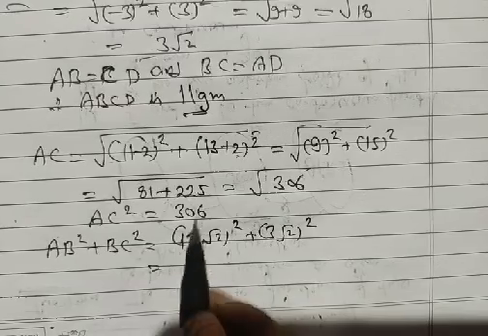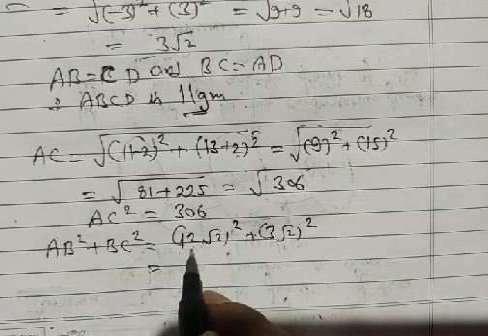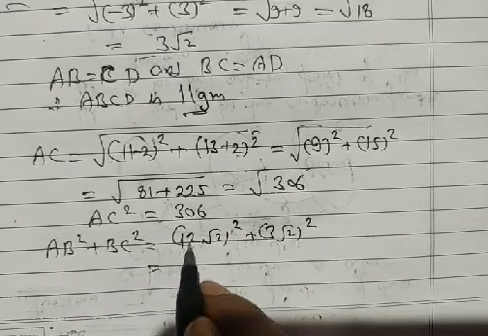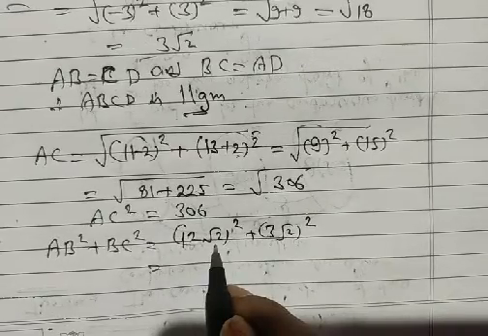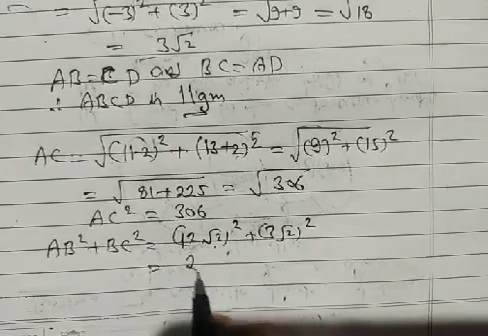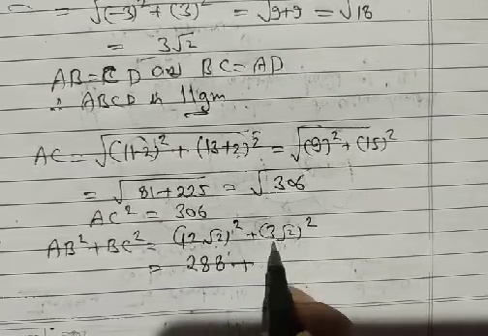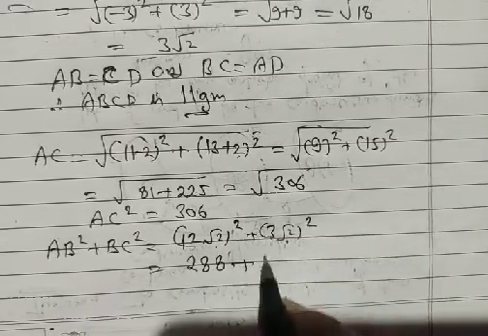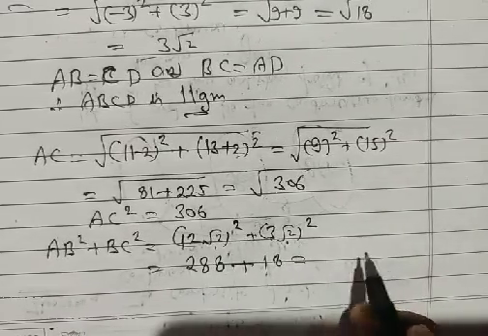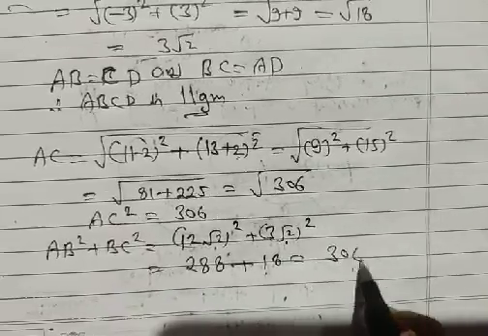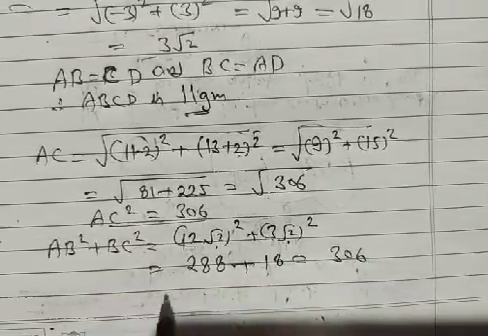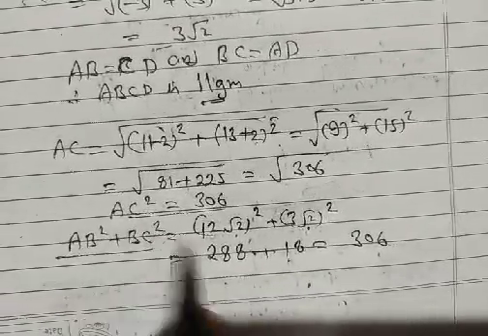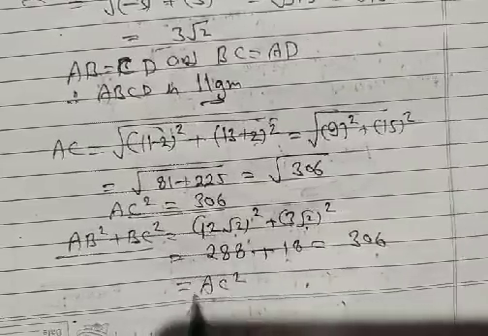Then what do we get here? 12 root 2, 12 squared is 144, 144 into 2 means 288, plus 3 root 2 whole squared. 3 squared is 9, root 2 squared is 2, 9 into 2 is 18. 288 plus 18, what do we get? We get 306. Here we are going to show that AB square plus BC square equals AC square.